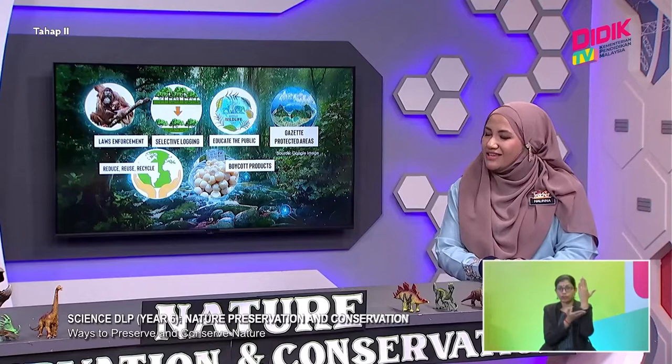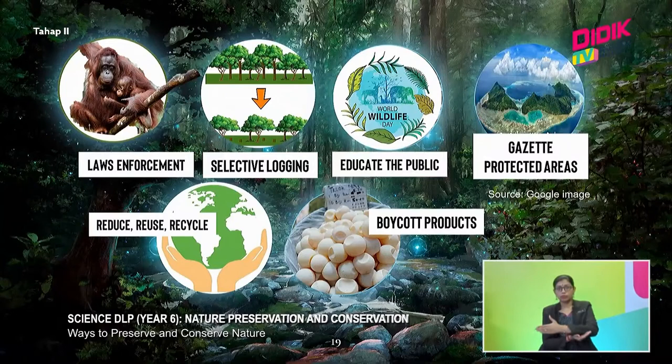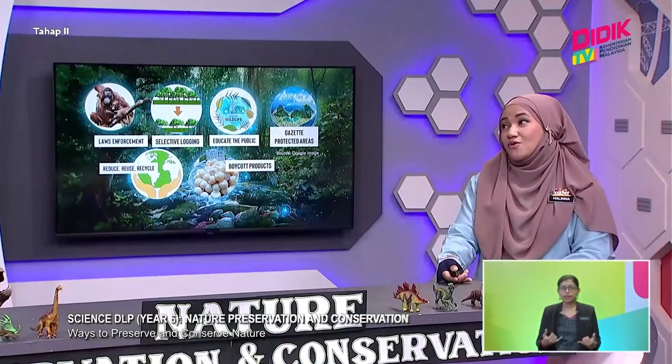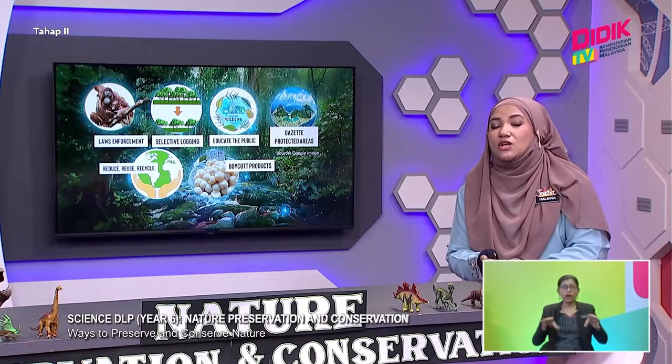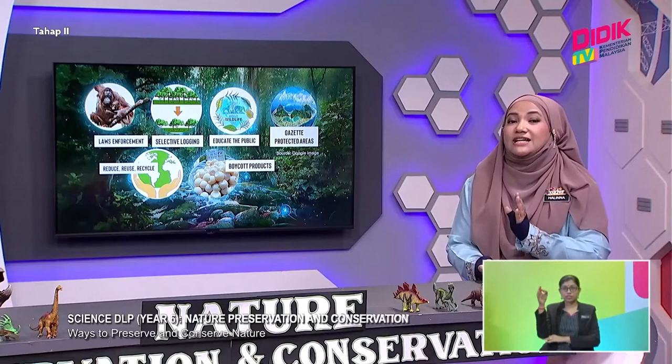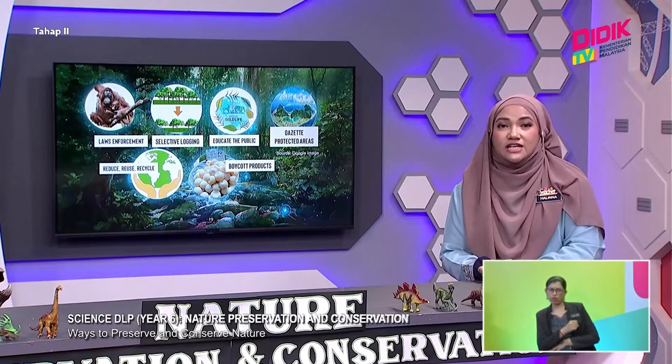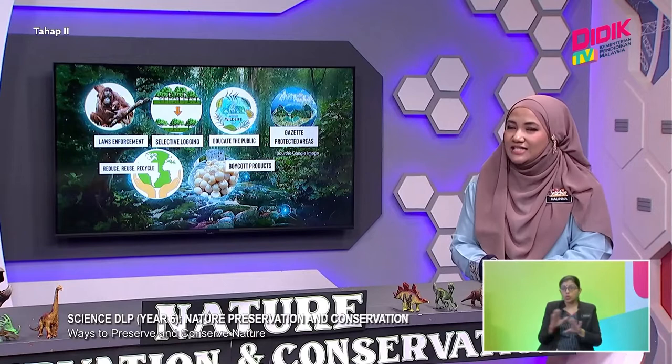The next one is selective logging. So what is actually selective logging? We humans, we need to survive too. And with urbanization, we need to build more houses for us to live in. We need to build maybe factories and offices. So when we need to log, we need to clear some space, we must make sure that we only cut trees that are mature enough and not cut the young trees. So that is selective logging. Make sure that we do not cut the young ones.